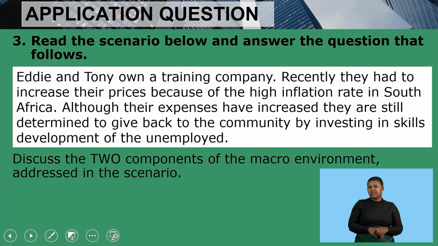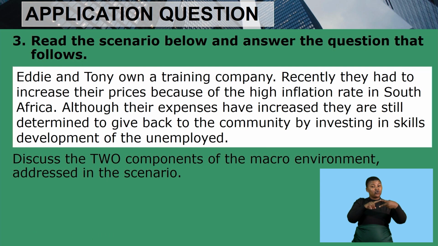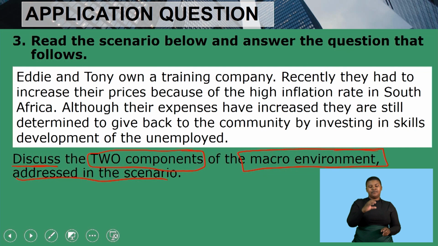The question: discuss the two components. There's a first thing, the two components. So what must we do? We must discuss them. So we must describe in full sentences the two components of the macro environment addressed in the scenario. So when we think of the components, we think of political, economical, of course, social, technological, legal, and environmental.